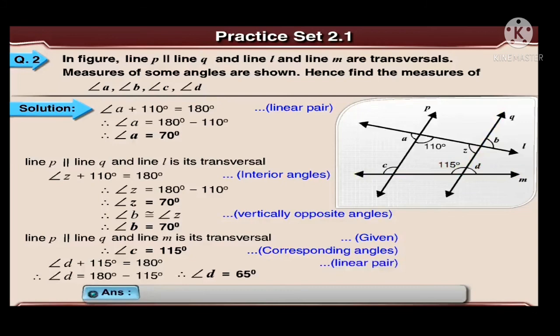Here the answer is: angle A is equal to 70 degrees, angle B is equal to 70 degrees, angle C is equal to 115 degrees and angle D is equal to 65 degrees.